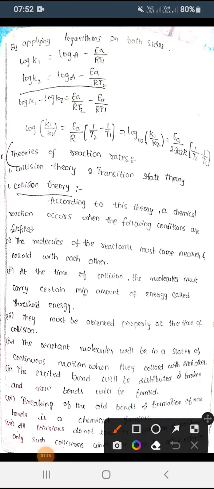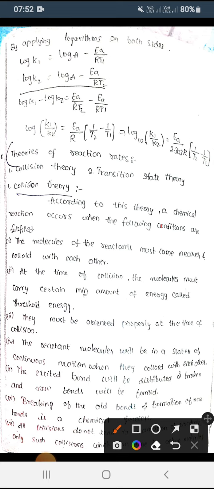Next one is collision theory and transition state theory. What is collision? Collision is nothing but bombardment. When reactants react, they are going to form the products, but not automatically. In between there is a formation of colliding, meaning there is a formation of intermediates. The reactant molecules collide and form the products. That is nothing but collision theory.